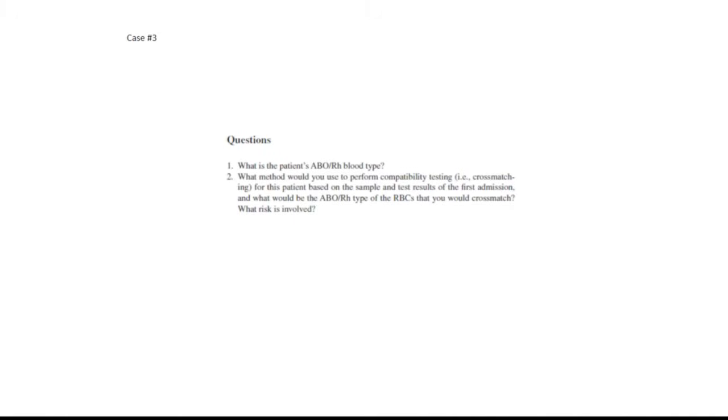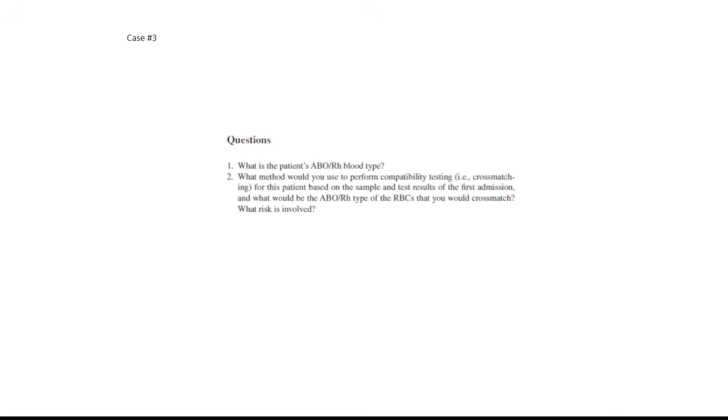So what is the patient's ABO-RH blood type? As we described, this is an A positive patient. Now, what method would you use to perform compatibility testing, essentially cross-matching for this patient based on the sample and test results of the first admission? And what would be the ABO-RH type of the RBCs that you would cross-match? What risk is involved? So we have 3 options of performing the compatibility testing here in the US. One is the immediate spin cross-match. The second is using electronic computer cross-match. And then the third one is the anti-human globulin, or also known as the full cross-match.